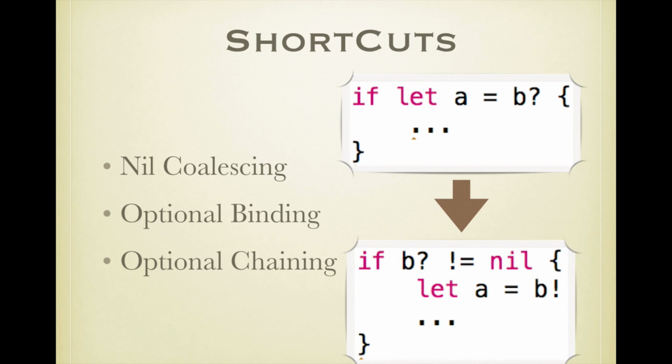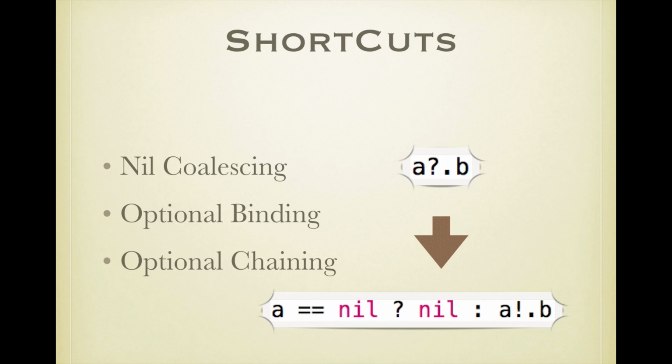Optional binding is used where you're looking at a conditional. If the item is not nil, go ahead and set a local variable in that case. It saves a few lines of typing. Finally, we have optional chaining. What that says is fail this whole expression to nil if my optional is nil, otherwise unwrap it and continue.